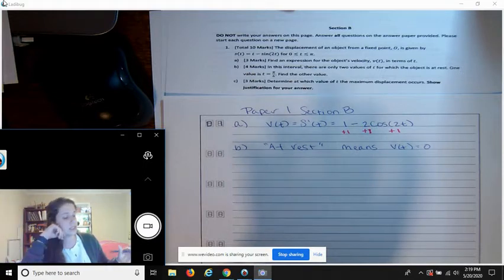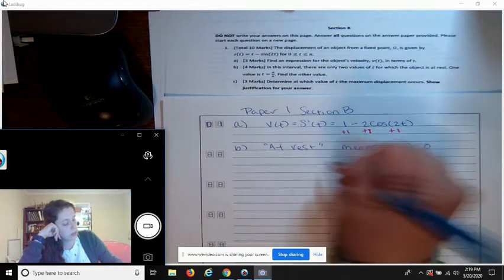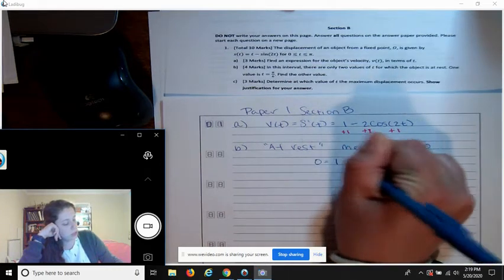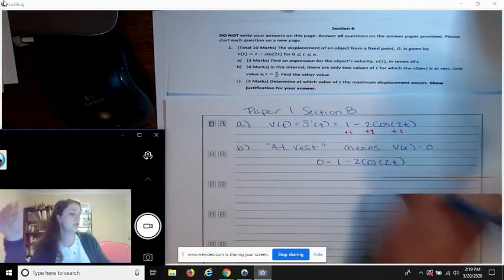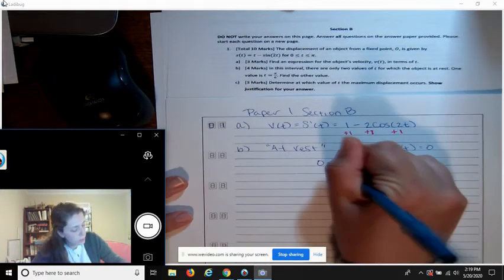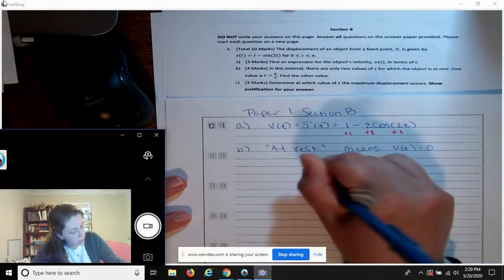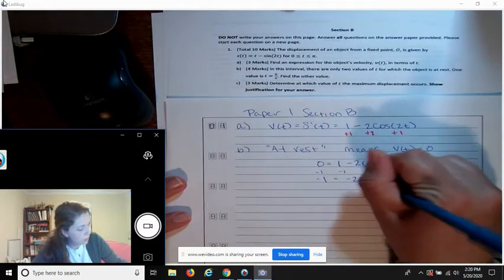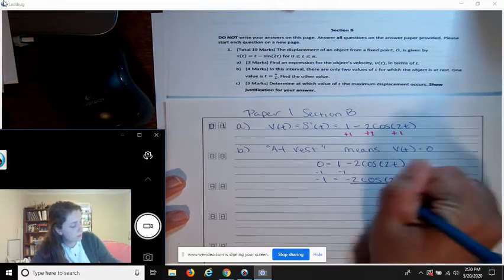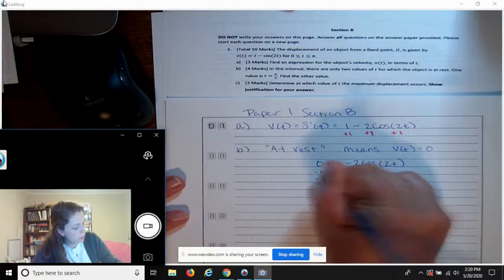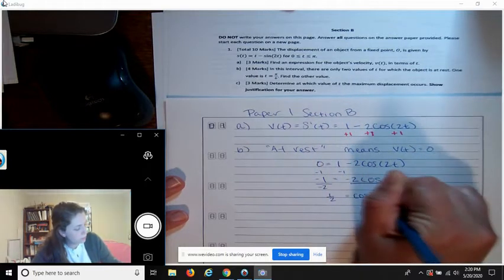So we want to set that function v that we got in part A equal to 0. So 0 equals 1 minus 2 cosine of 2t. This will be nice. So we subtract 1 from both sides. We get negative 1 equals negative 2 cosine of 2t. Divide by negative 2. And we get 1/2 is equal to cosine of 2t.